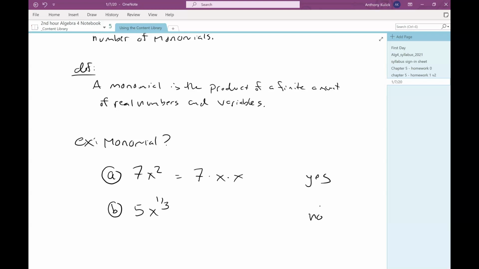How about 10x to the negative 3? Is that a monomial? No. The reason is that the negative exponent indicates division, which is not multiplication. So in addition to having the exponent need to be a whole number, it must be a non-negative whole number. So negative exponents on our variables are out. That can't be a monomial.